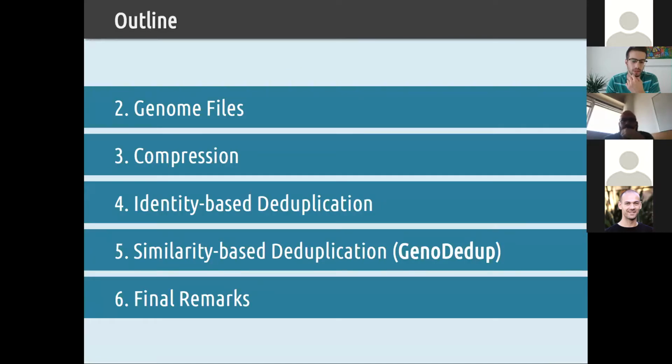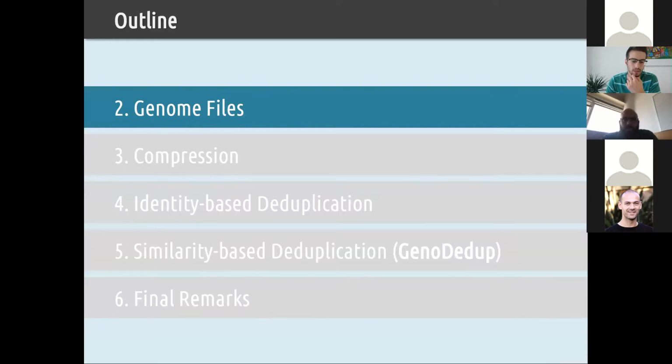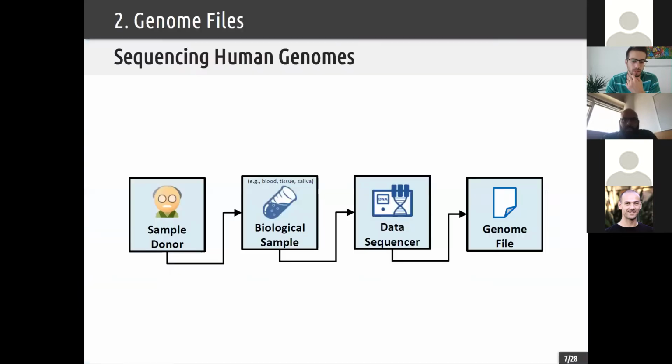So the outline of this presentation, I divided into six topics. I will first explain what the genome files we are talking about are. I will present 3 studies that are within this paper, which is about compression: the identity-based deduplication, similarity-based deduplication, and the final remarks.